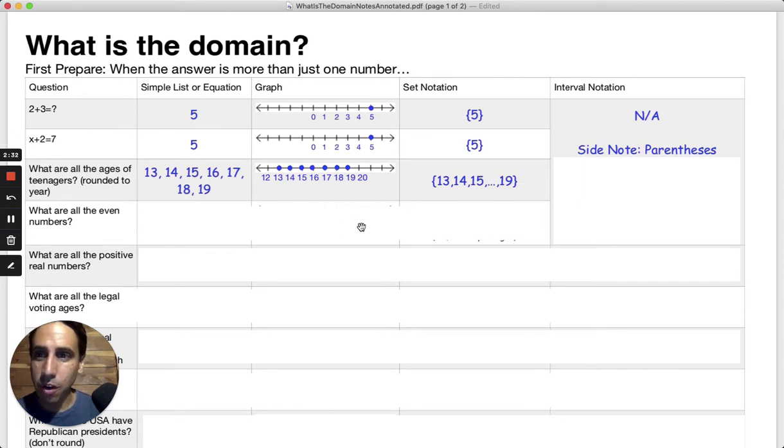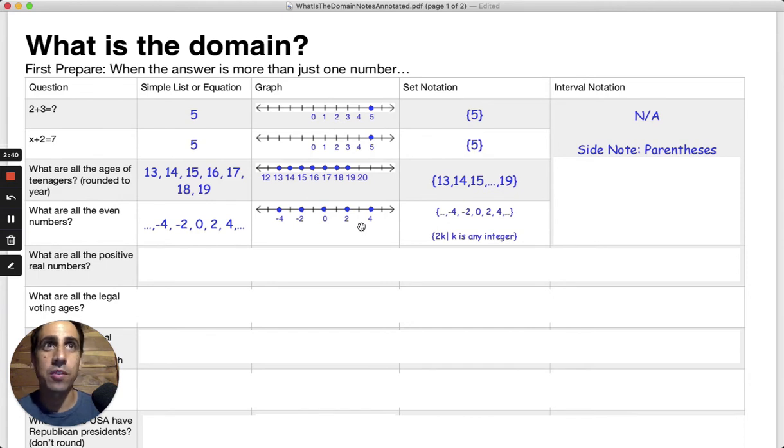Next question, what are all the even numbers? It's kind of tricky because we know what even numbers are, but to list them all out, there's an infinite number of even numbers. It's not just these numbers here, it's the ones that come after it also. 2, 4, 6, 8, 10, 12, 14, 16, and so on, and also in the negative direction. So this is one way that people sometimes write it. You might also have seen the plus or minus symbol, 0, plus or minus 2, plus or minus 4. That's another way to do it.